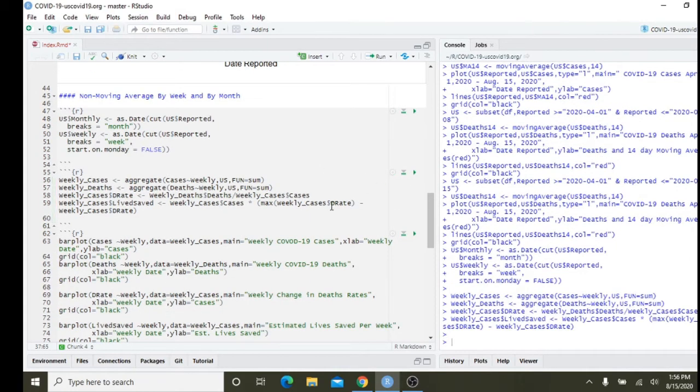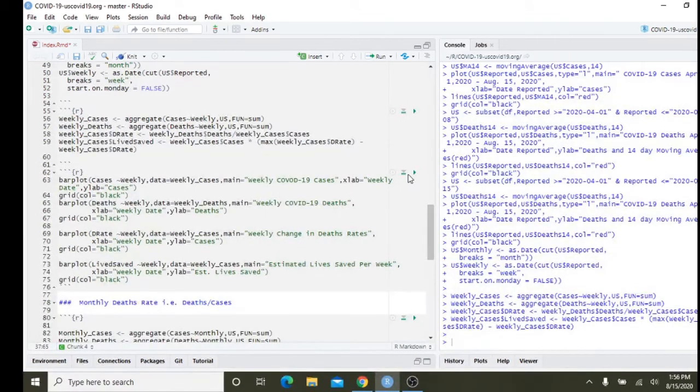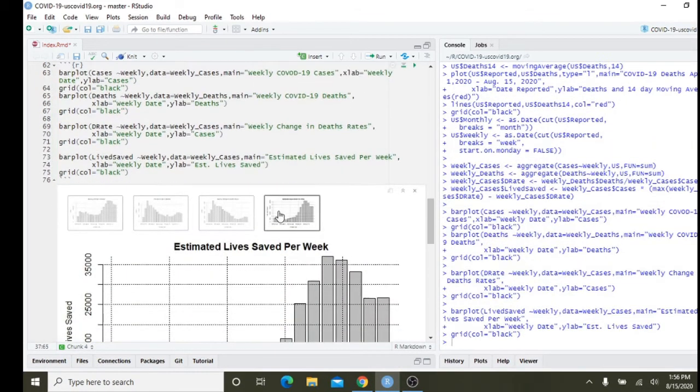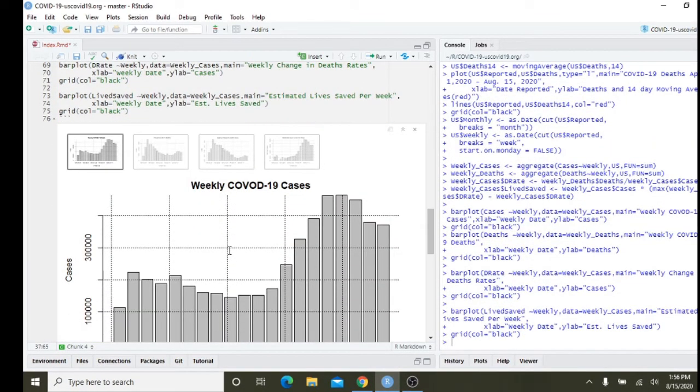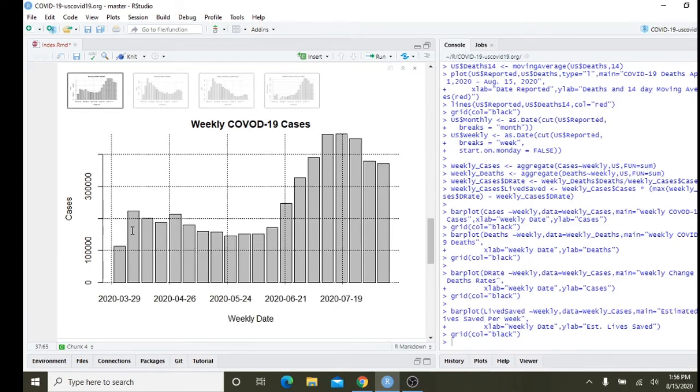Calculate the totals. Now let's look at some bar plots here. Weekly cases, COVID-19. As we said, the peak back in April. Some downtrend. Now we're coming back up here.